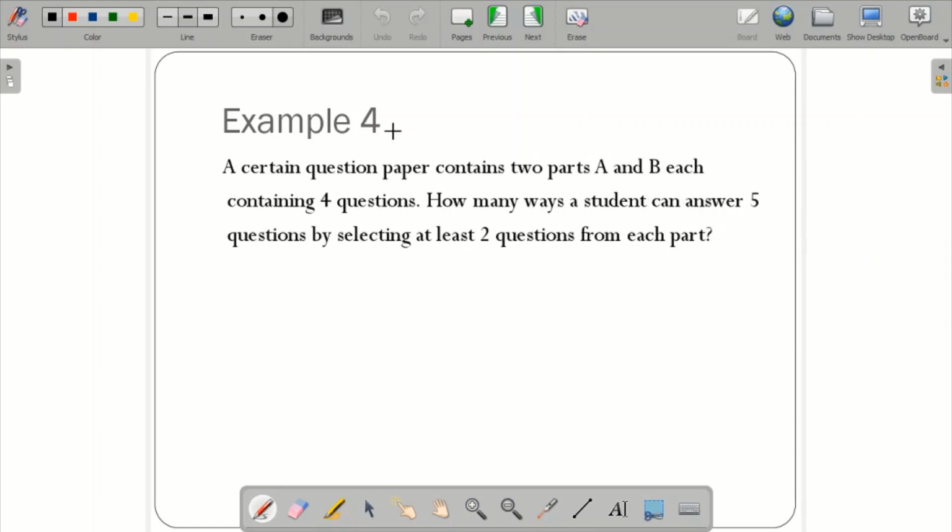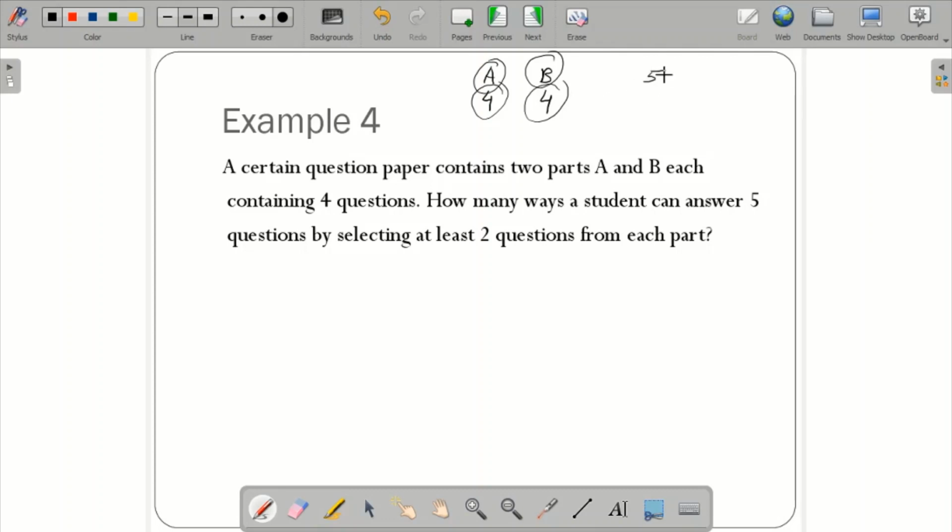Example 4. A certain question paper consists of two parts A and B, each containing 4 questions. So you have a question paper with part A as well as part B, each consisting of 4 questions. How many ways can a student answer 5 questions by selecting at least 2 questions from each part? So part A consists of 4 questions, part B consists of 4 questions, and the student has to answer 5 questions.